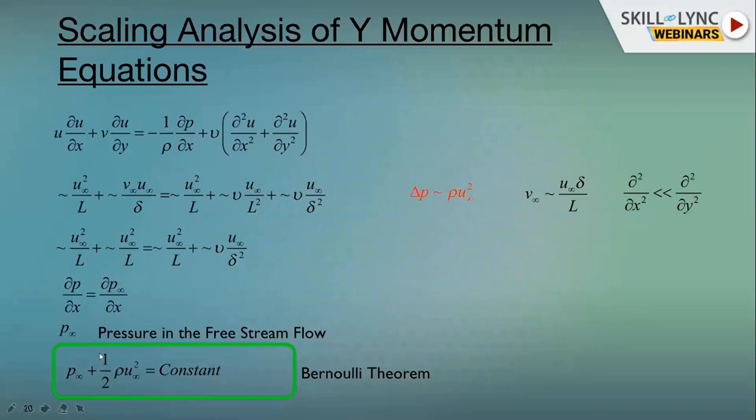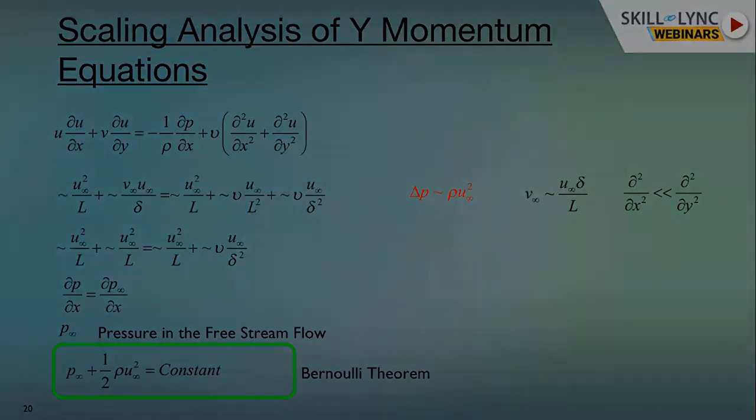P infinity plus half rho u infinity square should be constant, right? Because from Bernoulli's equation, if you take del P by del x, it gives some terms in y, and the derivative of the constant approaches zero. So this is my Navier-Stokes equation. Let's see how to simplify it.